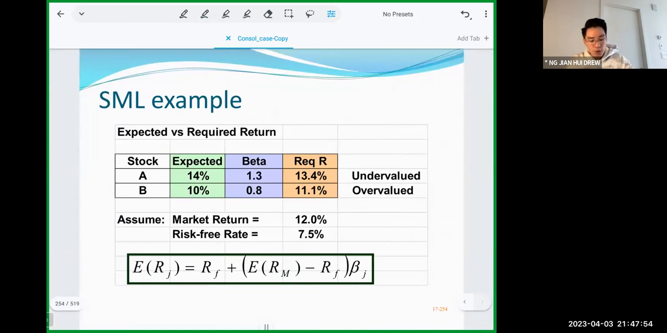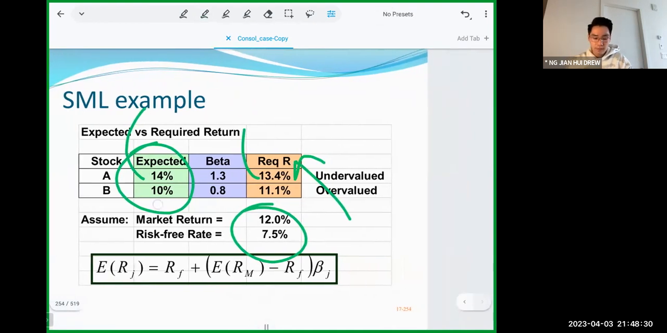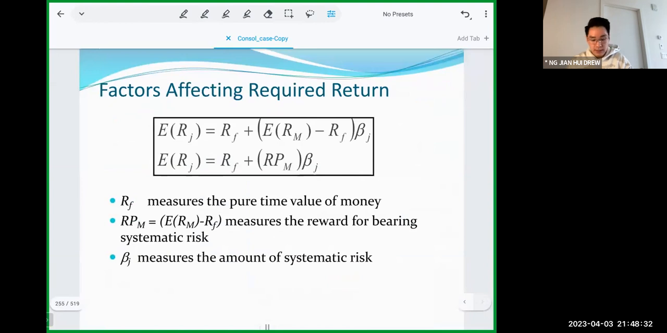All right. So in this question, what's happening here? We are given the expected return, and then we can use the CAPM model to calculate the required return, because we are given these two, and we are given beta. When we compare required with expected, we see that the required return for stock A is 13.4, but the expected is 14. That means stock A is actually undervalued. And similarly, stock B is overvalued. This is another repeat.